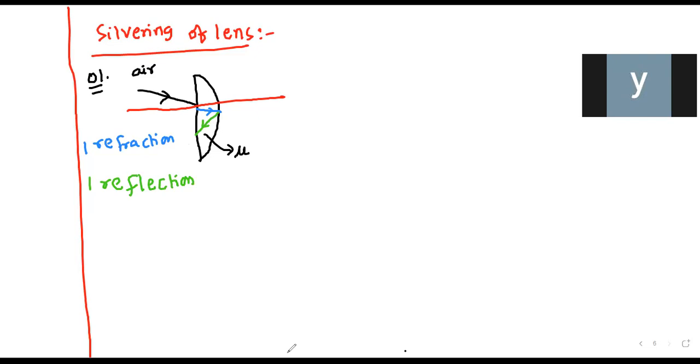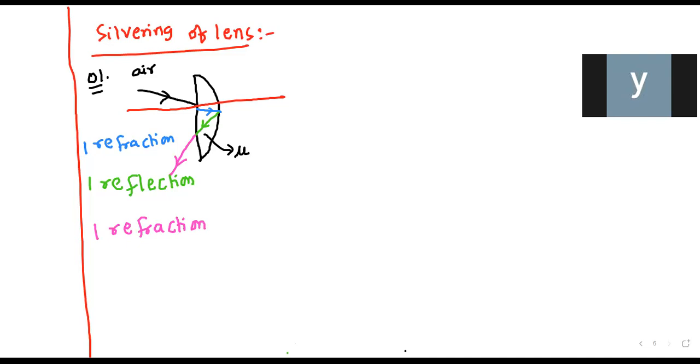Out of the lens, I am not considering. Whatever light is traveling inside the lens, that only I am considering. Right? So whenever the light ray is incident again on the plane surface, finally it comes back. That means again one refraction. That means in this case we are having two refractions and one reflection.